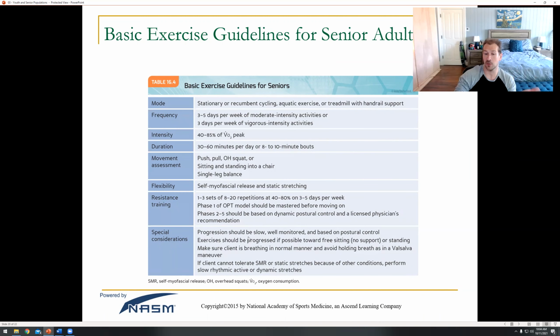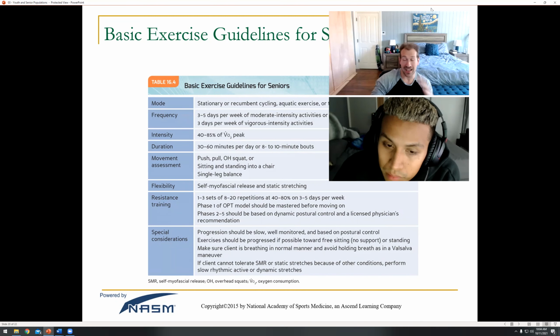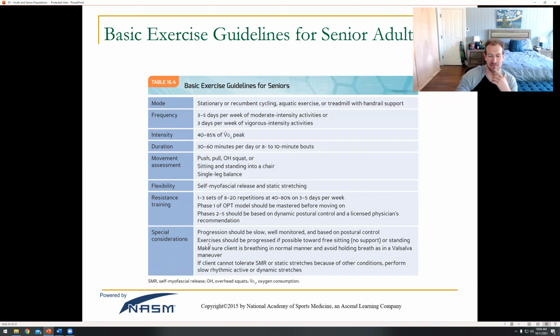Special considerations, your progression should be slow and based on postural control. Again, they're just saying that's true for any client. Like any client, it should always be based on postural control. It should be progressed towards free sitting, or if you can, get them standing.